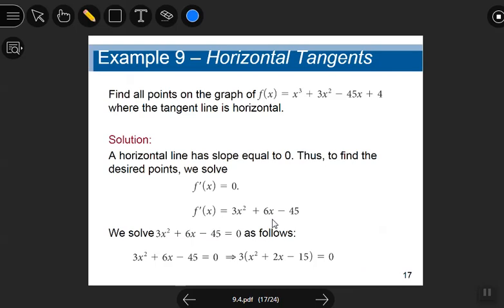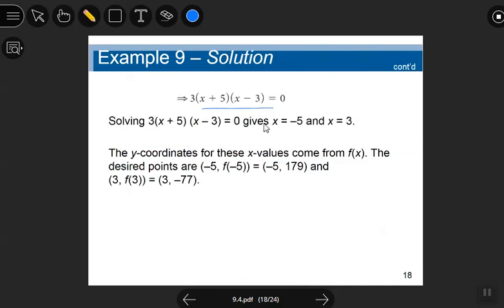So let's look at this example. Find all points on the graph where the tangent line is horizontal. So first, when the tangent line becomes horizontal, the derivative becomes 0. Then find the derivative of this one and set it equal to 0. Then you can obtain this quadratic equation, and find the factors of it. Then after factorizing, you can find 2 points. At these 2 points, this given line becomes horizontal.